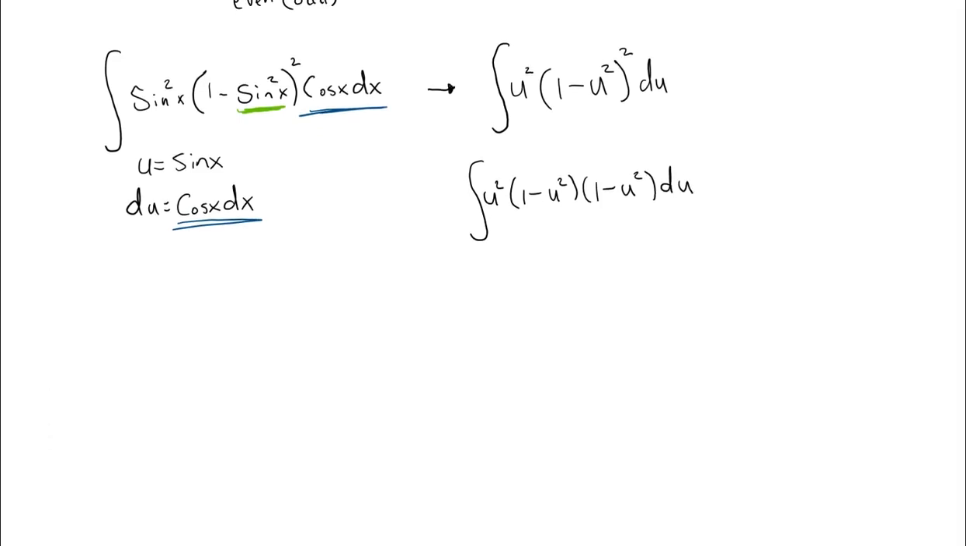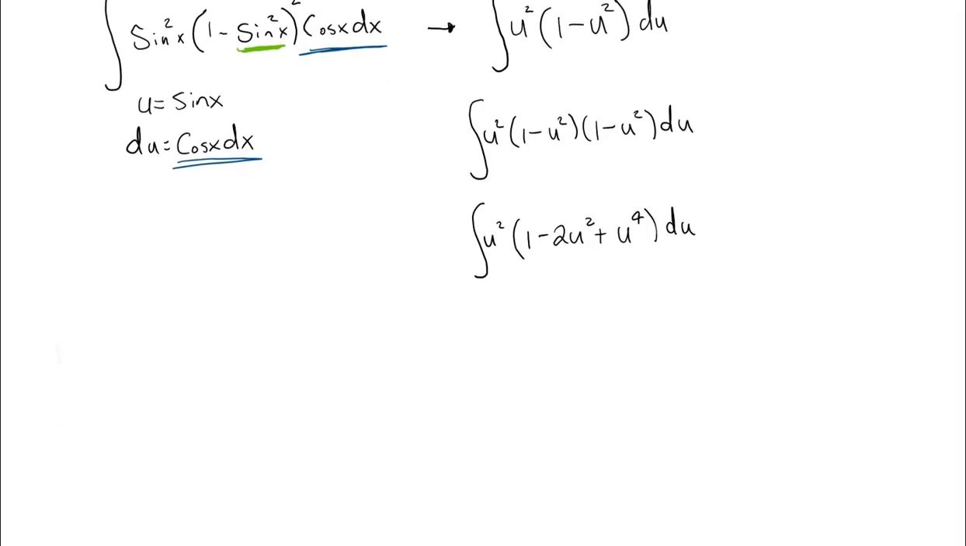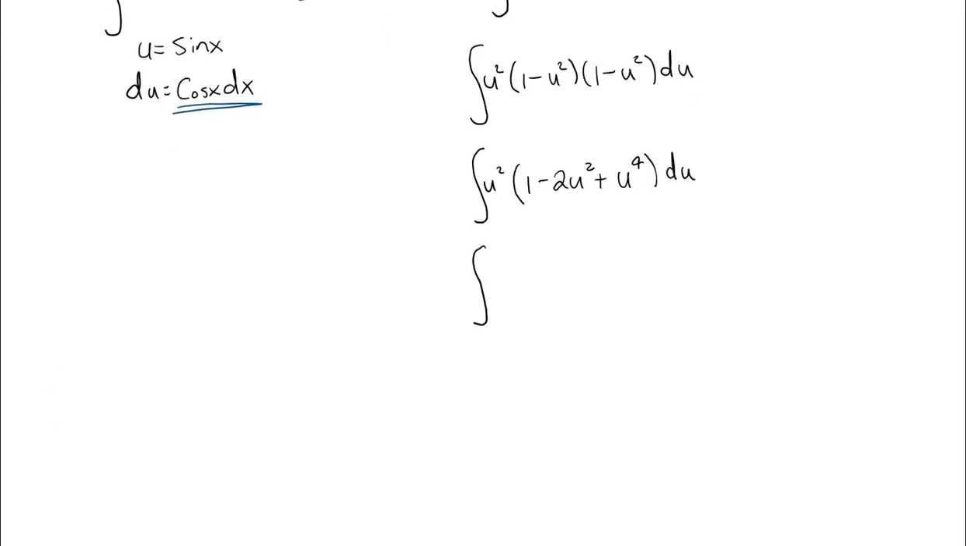And then if we rewrite that here, we'll have an integral of u squared times, well, that'll be a 1, and it'll be a minus u squared, so we get minus 2u squared. And this will be u squared minus u squared times minus u squared, which will be plus u to the 4th du. And now we just have to distribute this u squared. We get u squared minus 2 u to the 4th plus u to the 6th du.